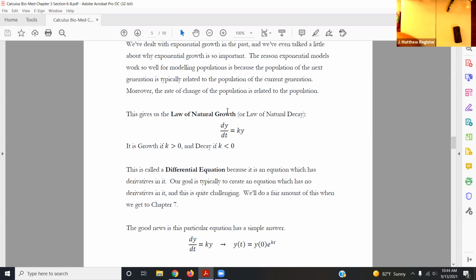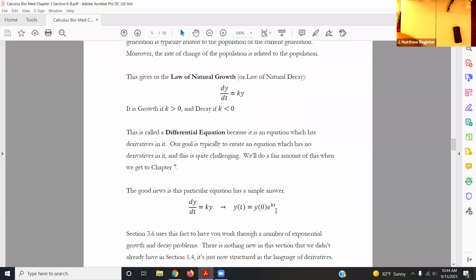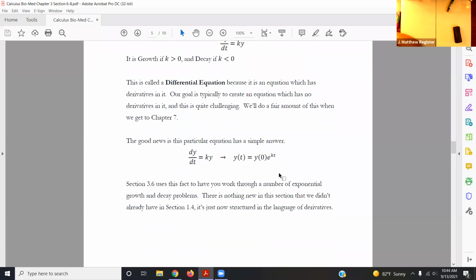Yeah, there's a tremendous amount of stuff to explore with differential equations. We actually have an entire course dedicated to differential equations and how to solve them. And like I've mentioned, the world runs on differential equations, so a strong understanding of these is very, very valuable. But this one is very easy to solve. And 3.6 basically asks you to solve a number of problems using this fact. The solution to dy/dt equals ky gives you y of t equals y of 0 e to the kt.